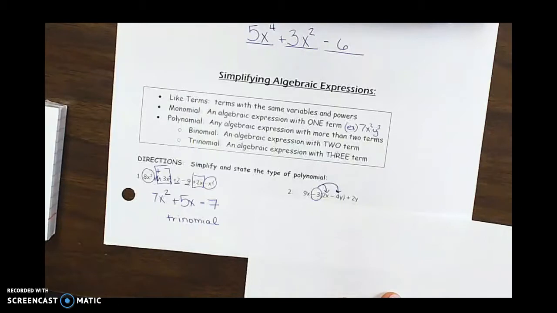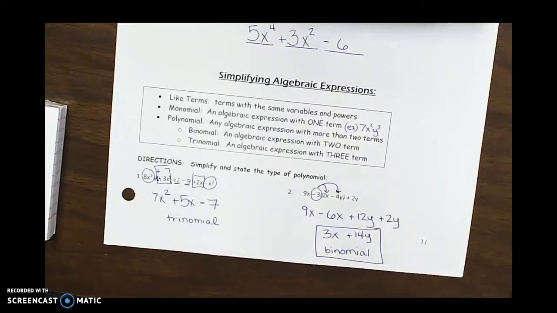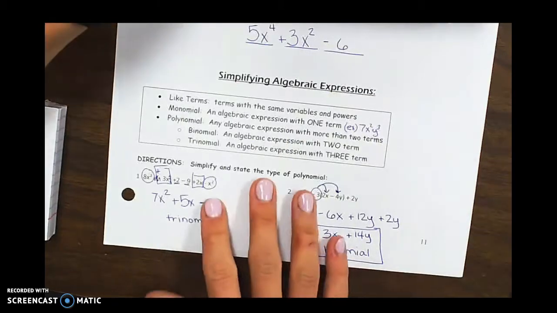All right, let's go ahead and take a look. So when you distribute the negative 3, we get that. And then when you combine your like terms, we get 3x plus 14y. Since there's 2 terms, it is a binomial.